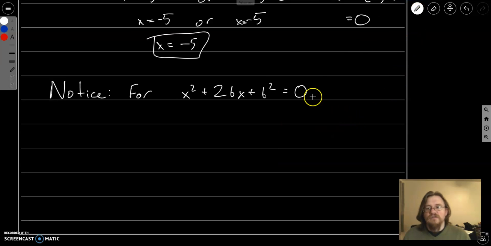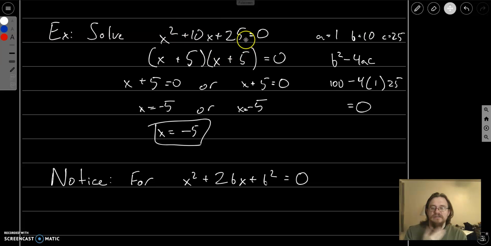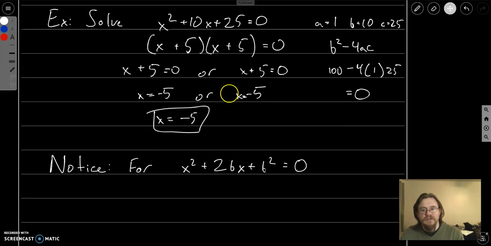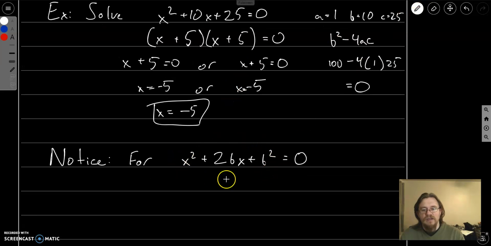The last sort of technique for solving quadratic equations comes from the following. What we noticed in this last one is that it was really easy to see that there's something times something that is 25, and when you add them together you get the 10, but it happened to be the same thing in both places. And it will always look like this.